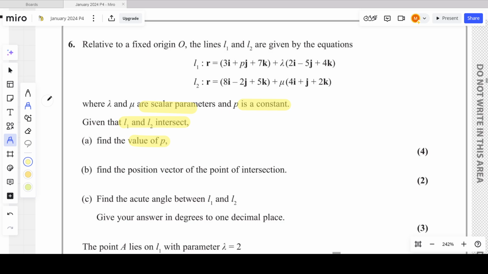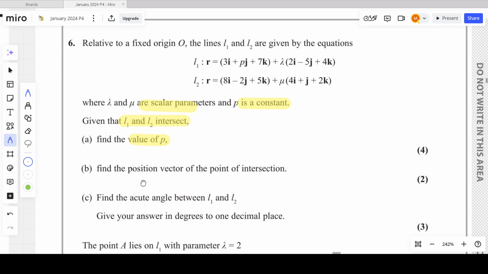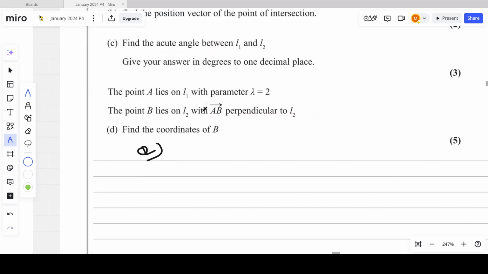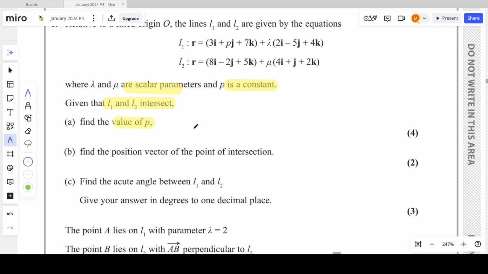Right before part A, they said L1 and L2 intersect. That means we need to use this fact to answer part A. If L1 and L2 intersect, there will be a point which lies on both lines L1 and L2. That means their i, j and k components will be equal at that single point. So for part A, since they are intersecting, at the point of intersection the i, j and k components would be equal.